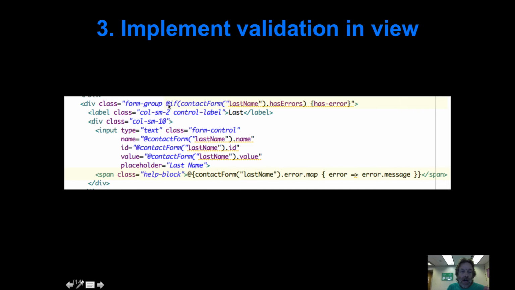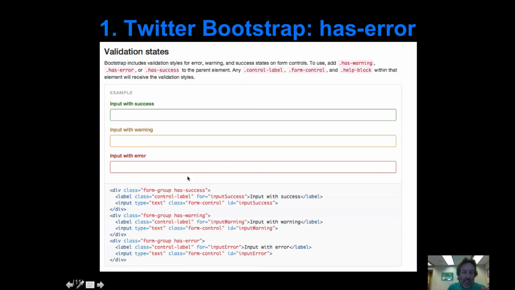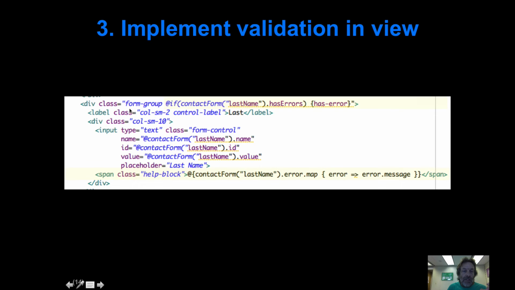The first is we're going to add, remember in Twitter Bootstrap, it wants to attach has-error. If we go back to Twitter Bootstrap, it wants to have form-group has-error if you want to have an input with error. So you want to get this red thing. So what we're going to do in our view is we're going to have in our form group a class, quote, form-group, and then we start this Scala expression right here. And the Scala expression says, hey, if in our contact form the last name field has errors, then output the string has-error right here. Otherwise, if it doesn't have errors, don't do anything.